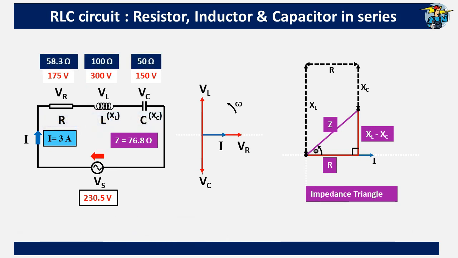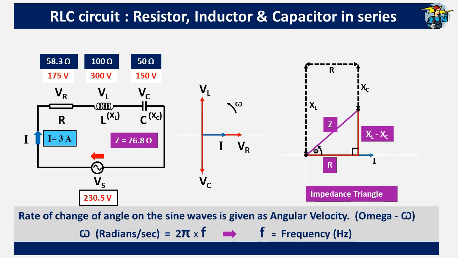Now we need to find the inductance, L, and the capacitance, C. For this, you need to recall the equation for angular velocity, that is omega equals 2 pi multiplied by f. Let's assume the value of frequency as 50 Hz.